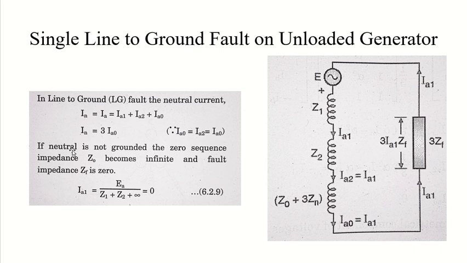Now if this neutral is not grounded, then the zero sequence impedance Z0 will become infinite. And whenever such a thing happens, because my impedance is infinite, then the current flowing through that impedance will be how much? It will be 0, right? And because of that, your IA1 will be 0, because there is infinite impedance, and because there is infinite impedance, current will not be flowing through it. So simply the value of IA1 in such a case will become 0.